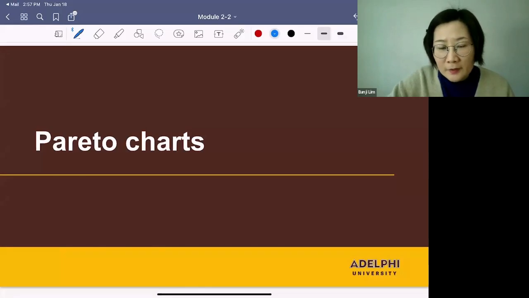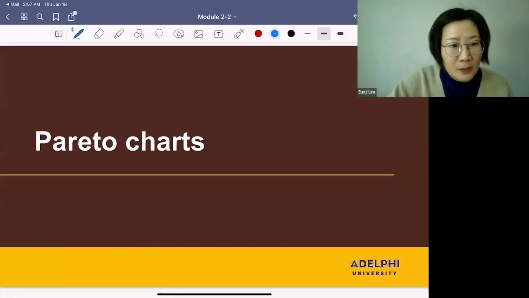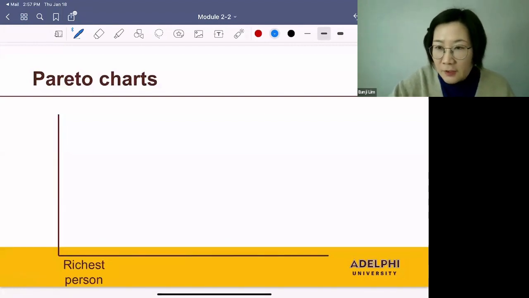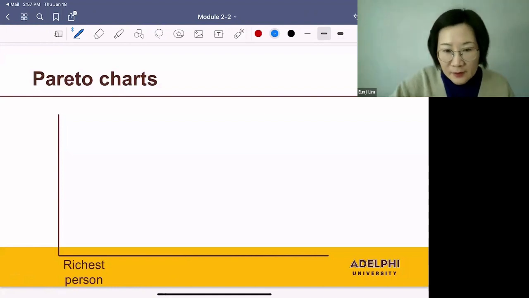Our next topic is Pareto charts. Pareto is an Italian economist, and he studied how money is distributed among people. He found out most money is owned by a small percentage of people. For his study, he drew the following graph.